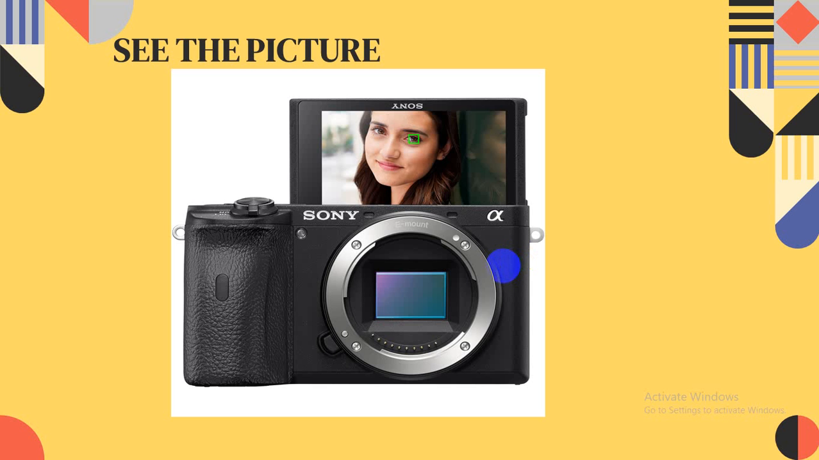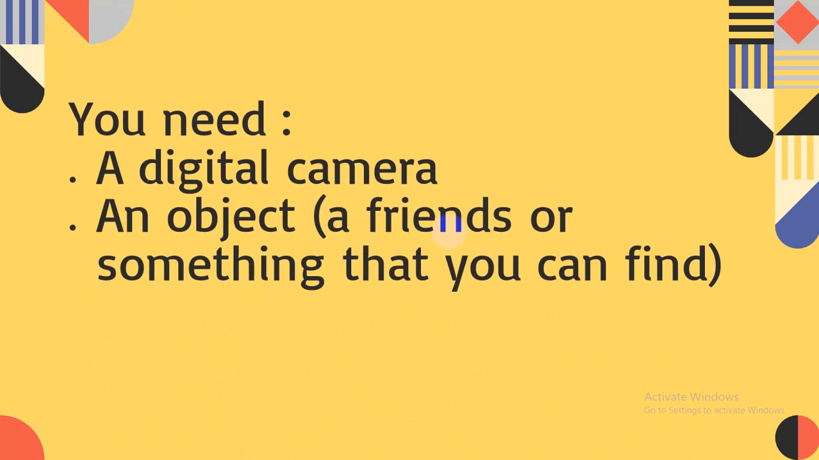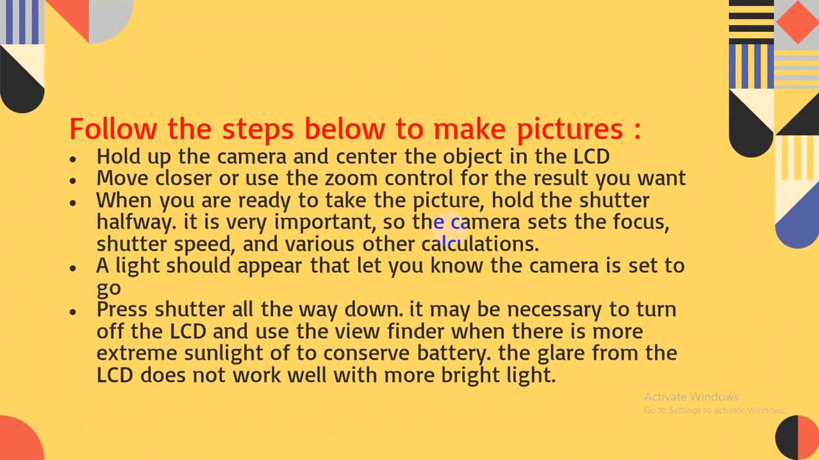Alright, next I will read the text related with how to use a digital camera. First of all, you need a digital camera, of course, and an object. It can be a friend or something that you can find. There are 5 steps related with how to use a digital camera. The first, hold up the camera and center the object in the LCD, and then move closer or use the zoom control for the result you want.